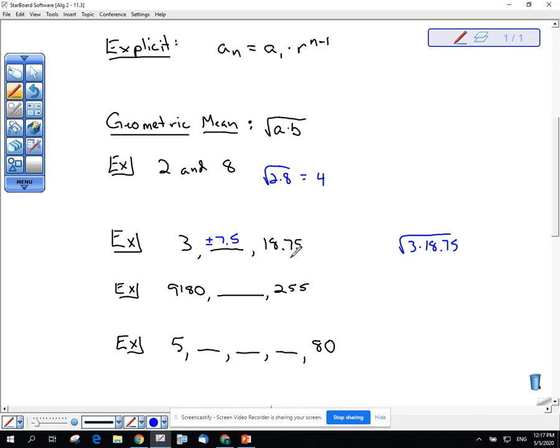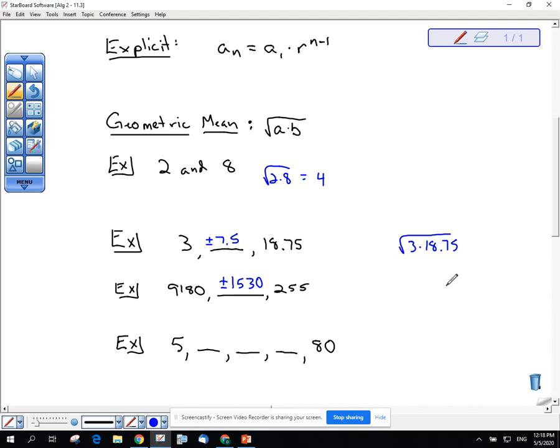Okay. Now, if you want to pause to do the next one, just calculate it yourself. Go ahead. I'm just going to tell the answer here. Plus or minus 1,530. Find the geometric mean of 9,180 and 255. This one's going down, right? But it can go down as positive, positive, positive, or it could go down as positive, negative, positive. The next one would be negative, positive, negative. And so it could be 1530, it could be negative 1530.